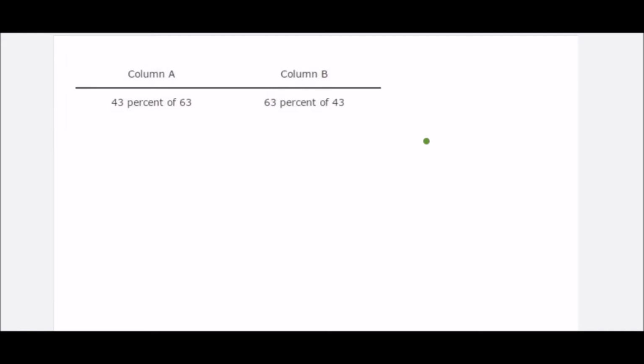Here is our next question. Nothing in instruction is given here. Directly column A and column B are given here. We have to find out the value. 43% of 63. 43% into 63. 43 by 100 into 63. Here for column B, 63% into 43. 63 divided by 100 into 43. See here, in both column A and B, the quantities are equal, and the option will be C.